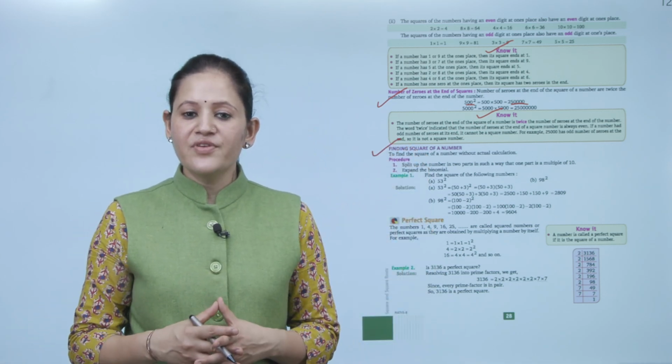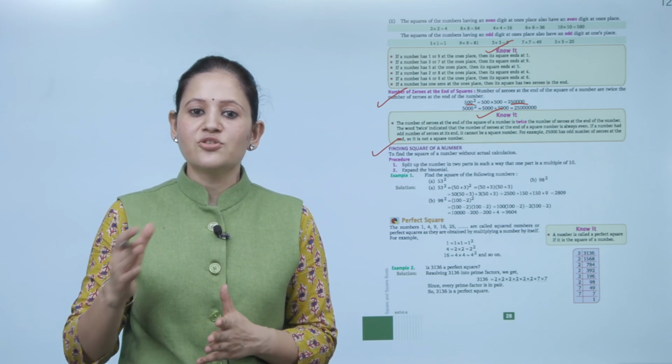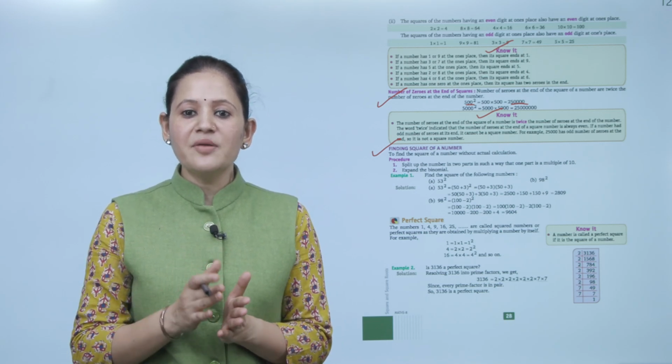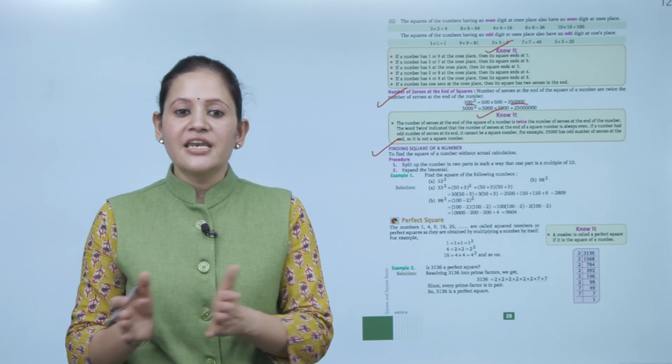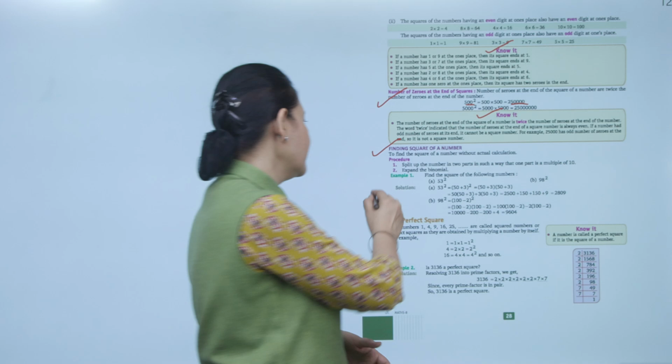To find the square of a number without actual calculation, the procedure is: split up the number into two parts in such a way that one part is a multiple of 10. Next, expand the binomial. Example समझते हैं.